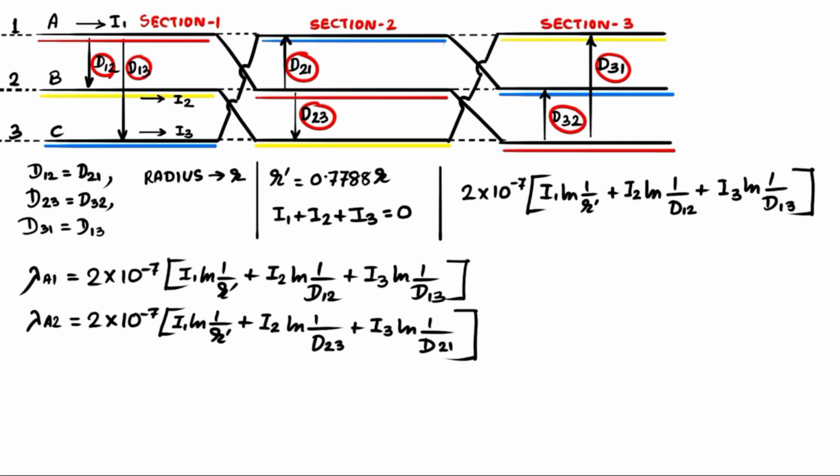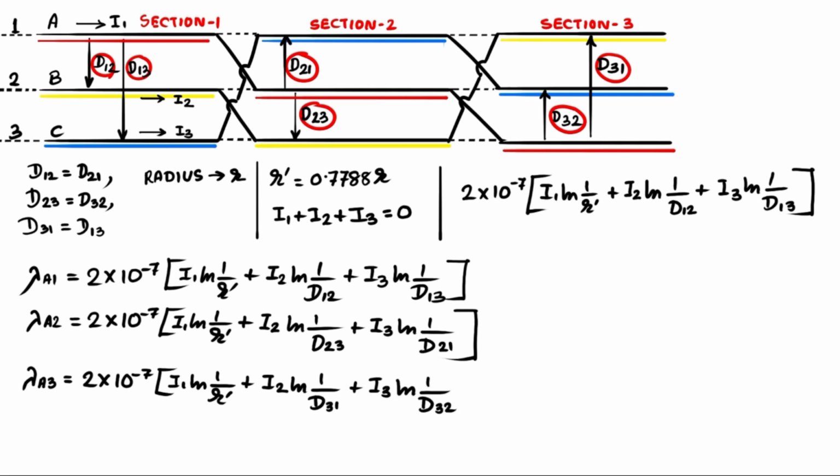Therefore, the flux linkage of conductor A in section 3 is given by lambda A3 is equal to 2 multiplied by 10 to the power minus 7 multiplied by the quantity I1 logarithm of 1 by R dash plus I2 logarithm of 1 by D31 plus I3 logarithm of 1 by D32. This expression represents the flux linkage of conductor A in section 3.